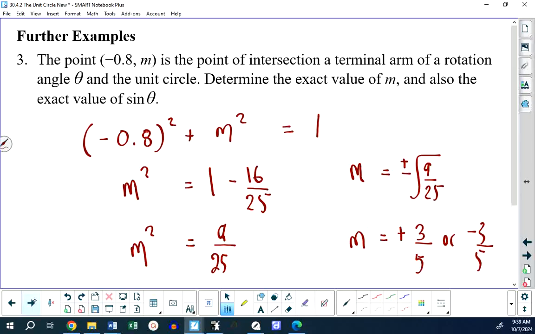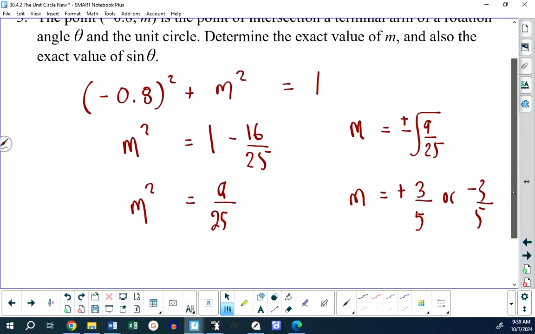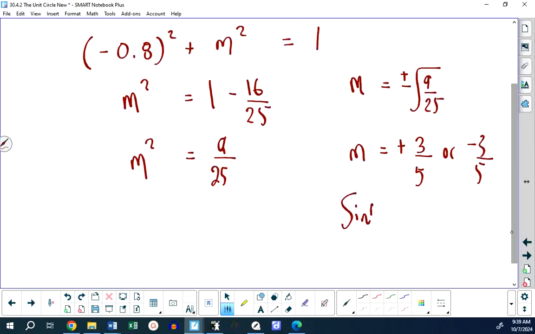What is the value of sine of theta? These numbers, because y is the sine of the rotation angle. You don't have to do anything else. So sine of theta is 3/5 or negative 3/5. Can somebody just check? I didn't say anywhere in this question which quadrant it was in, did I? No? Okay, good. That's it.